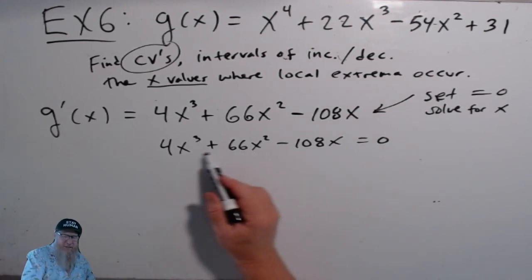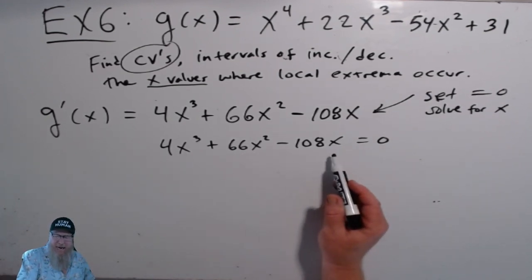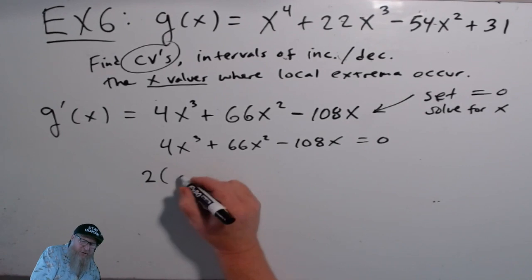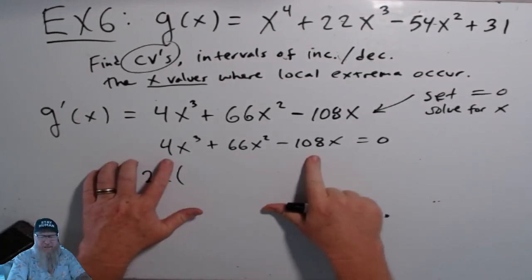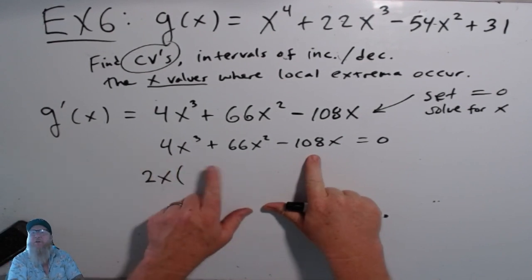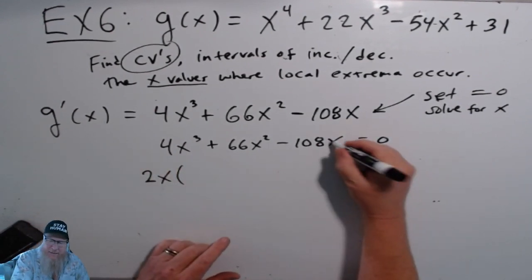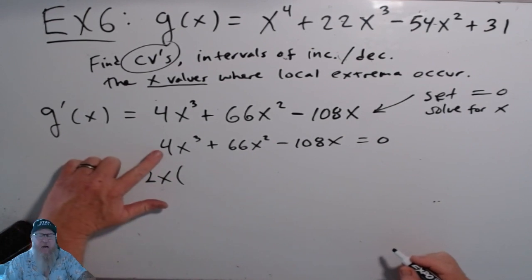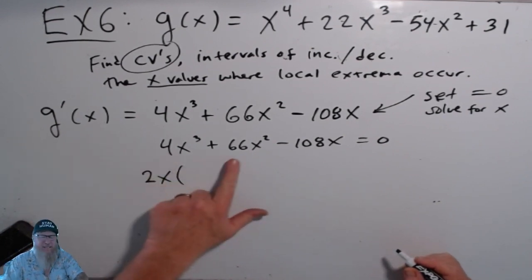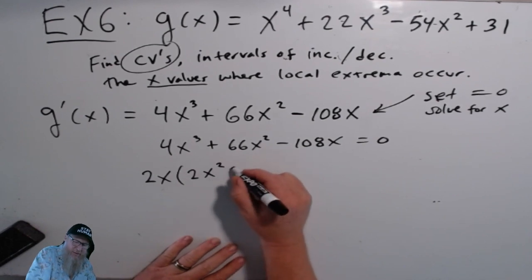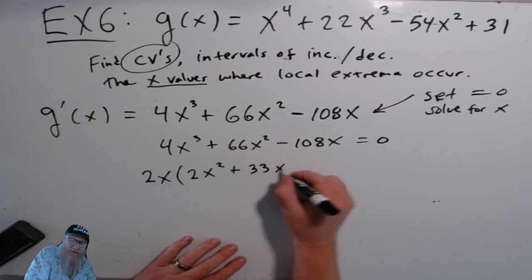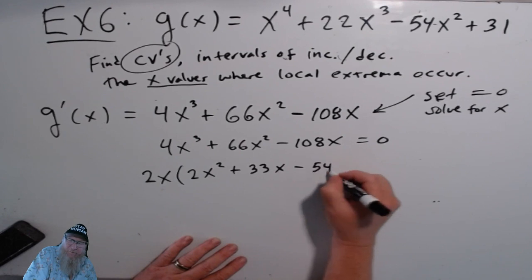We're going to factor out as much as we can. I think 2 is as good as it gets. Oh, and x. So all of these terms are divisible by 2, and they all have at least one x. I was hoping I could take out a 4, but 66 is not divisible by 4. So we get 2x times 2x squared plus 33x minus 54.